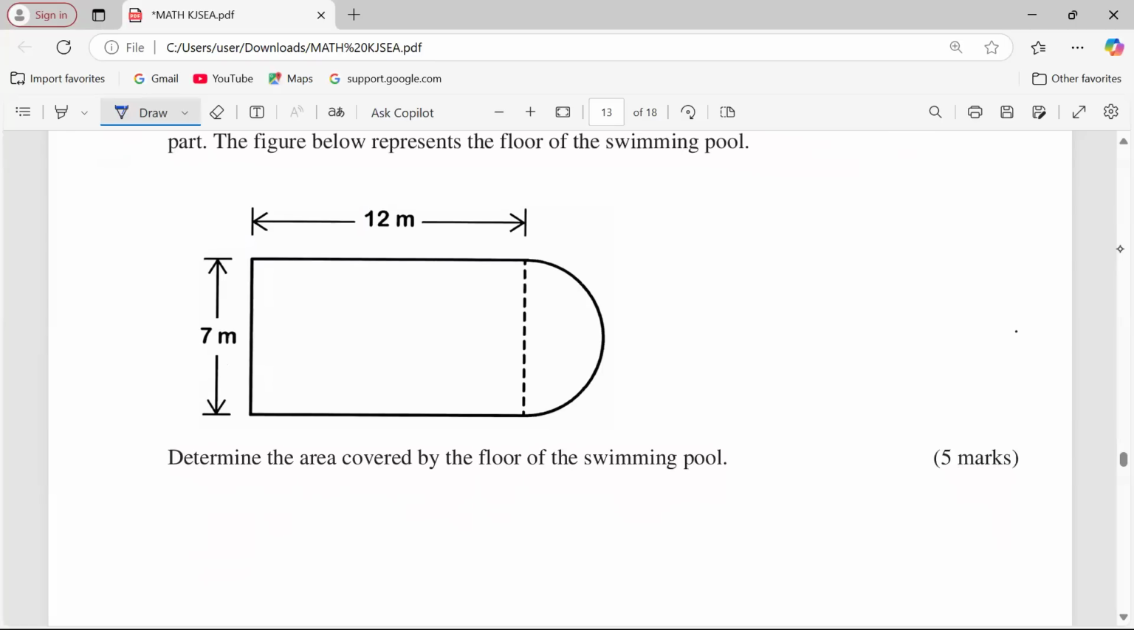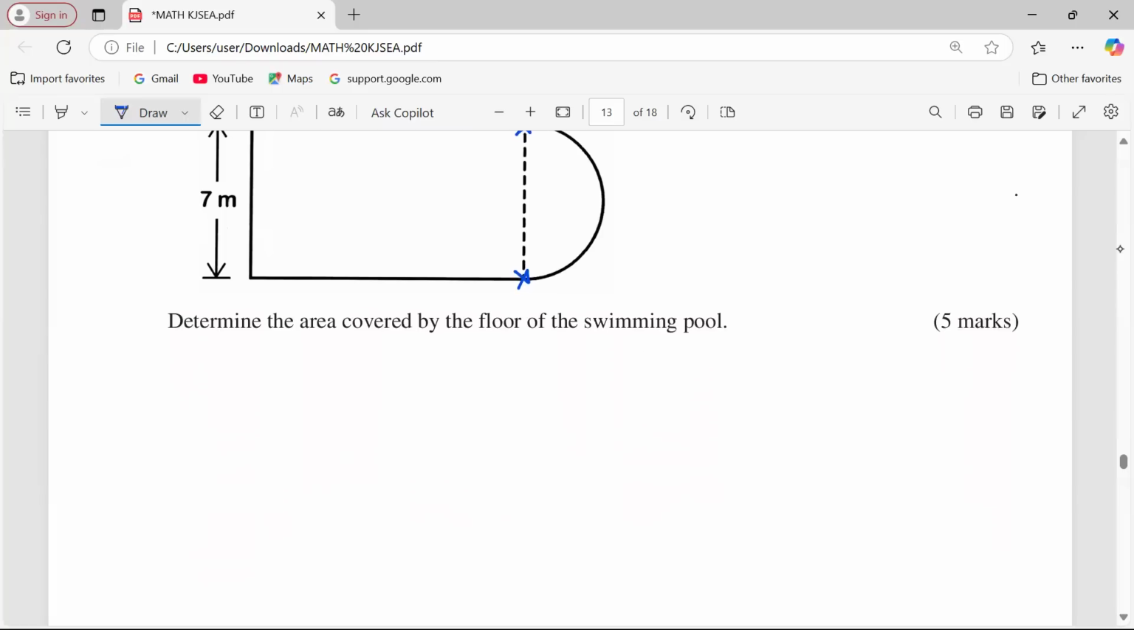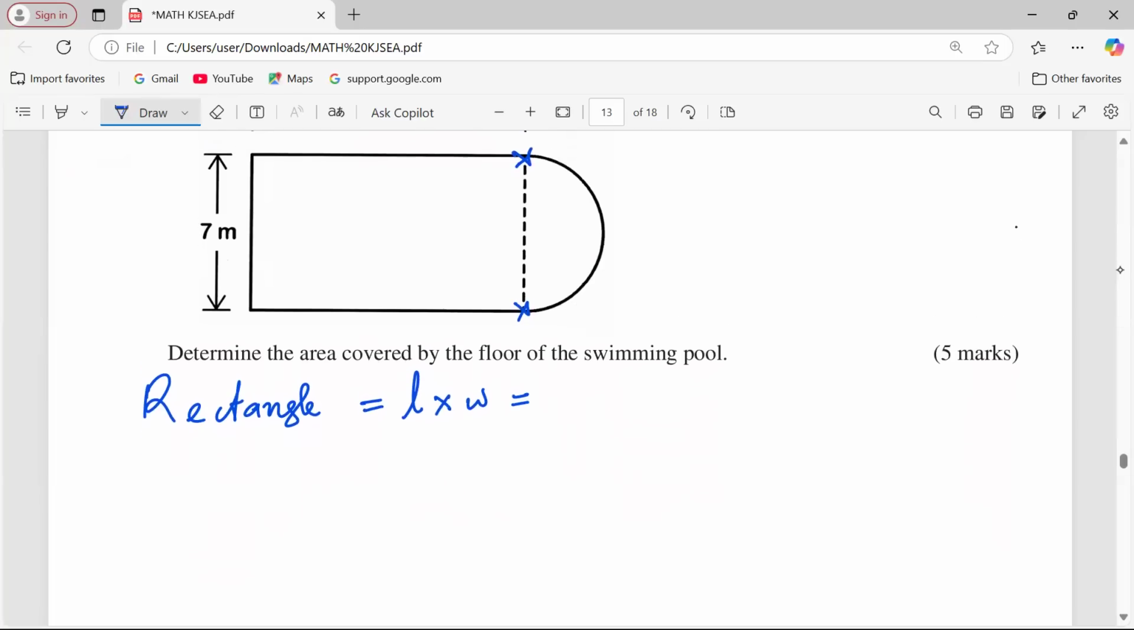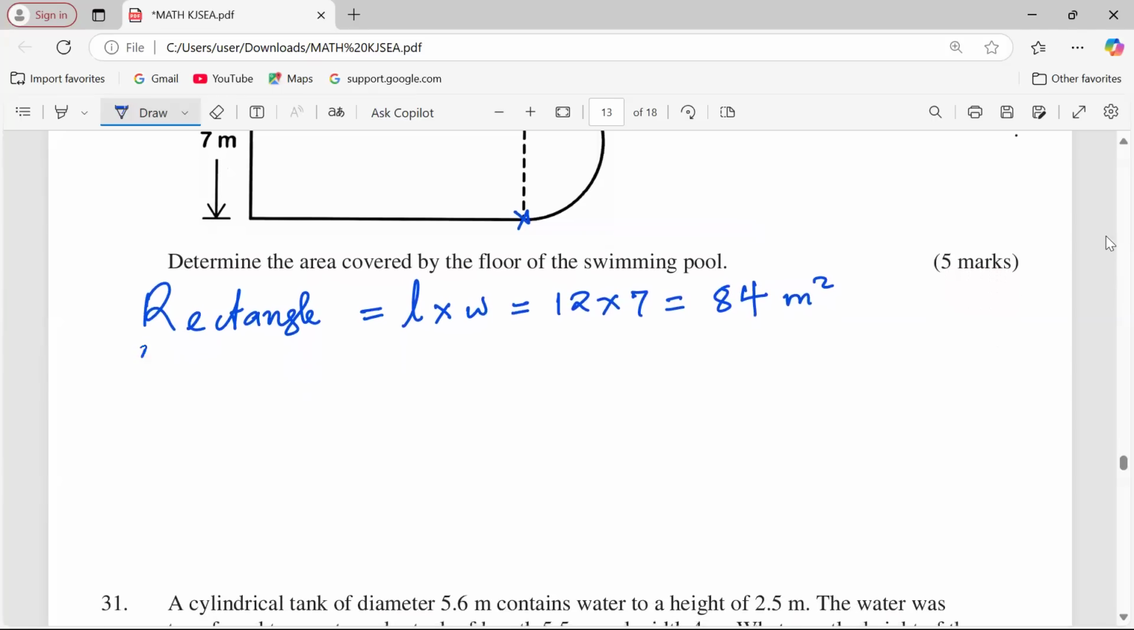So we must add the rectangular part. You know, the rectangle part is given by length times width. So when we talk about a length of 12, then by 7, we will get 84 square meters. Then there is the semicircle part.